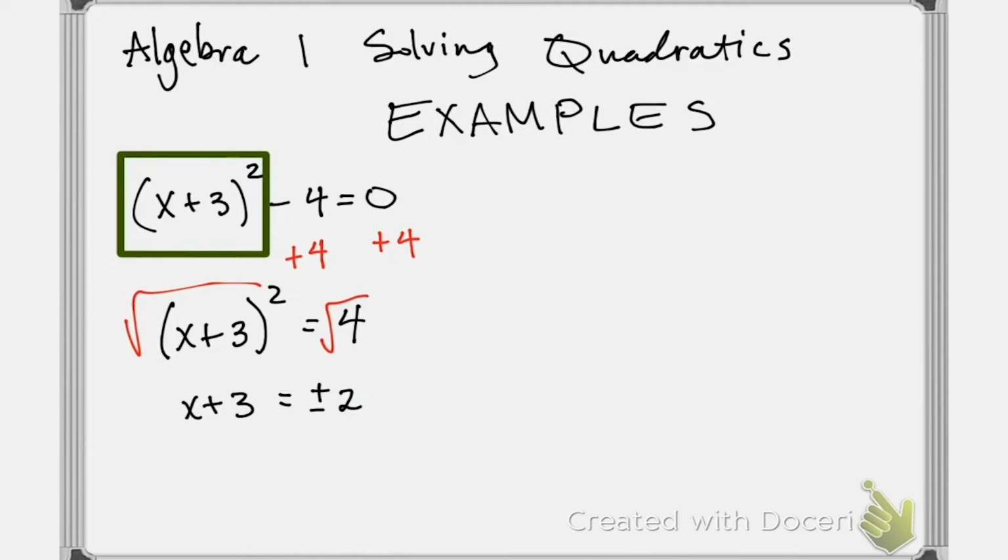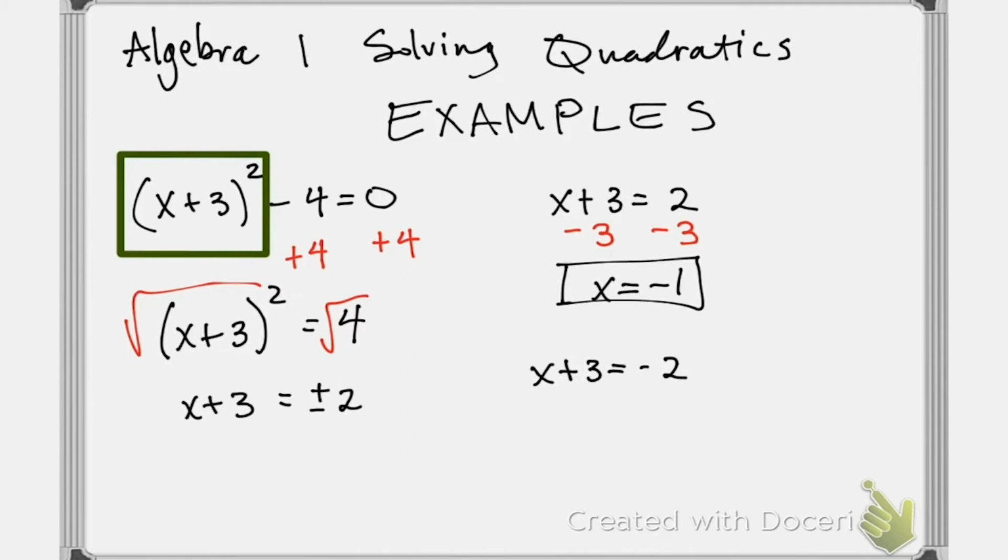Okay, so, all right, now I need to rewrite this as my two equations. So x + 3 = 2. x + 3 = -2. Subtract 3 from both sides in this first one, so x is equal to -1. I have another answer here. Subtract 3 from both sides. x is -5, so I've got two answers, -1 and -5. All right, let's look at one more, maybe two more.